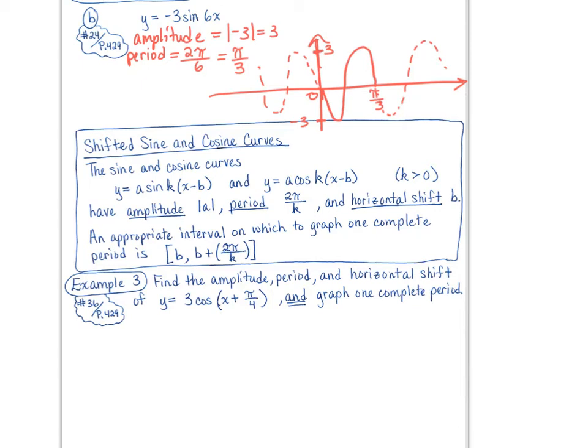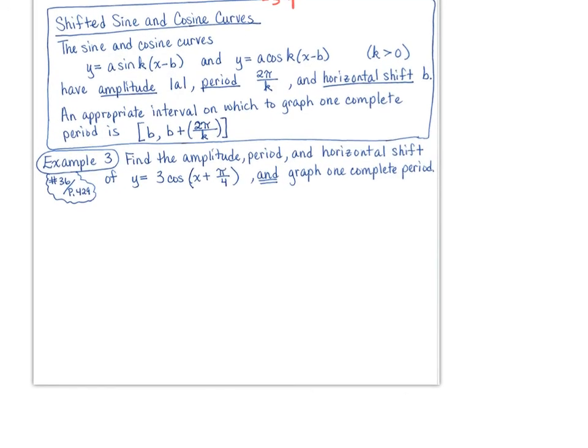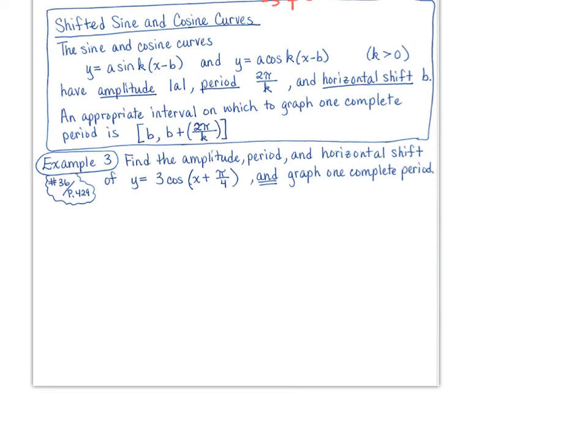So let's look at example 3. I'm going to move this up so we can have a little bit more room. What is the amplitude here? 3. Very good. The amplitude is equal to the absolute value of 3, which is 3. What's your period? 2 pi, good, because k is what here? 1, good. And then your horizontal shift, what is that?